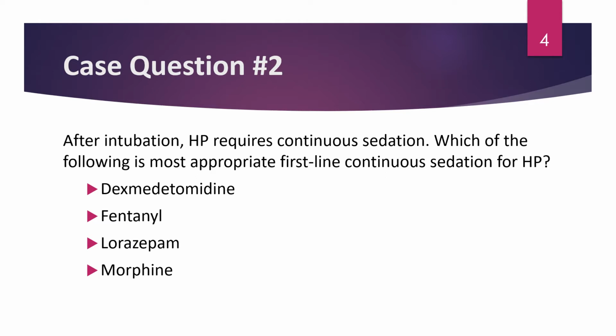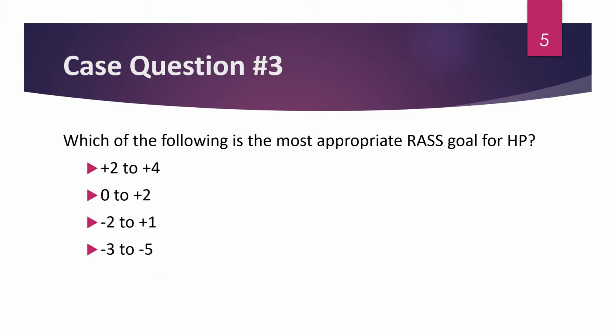After intubation, HP requires continuous sedation. Which of the following is most appropriate for first-line continuous sedation for HP: dexmedetomidine, fentanyl, lorazepam, or morphine? And then which of the following is the most appropriate RASS goal for patient HP? Is it +2 to +4, 0 to +2, -2 to +1, or -3 to -5?